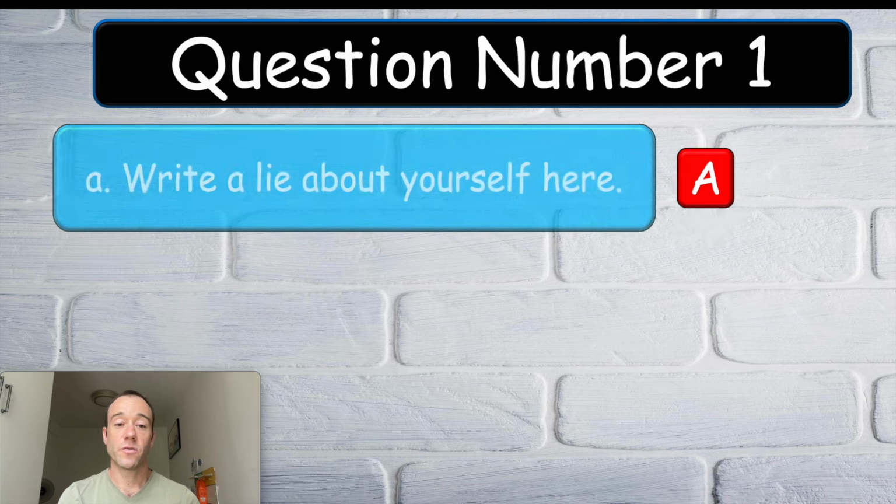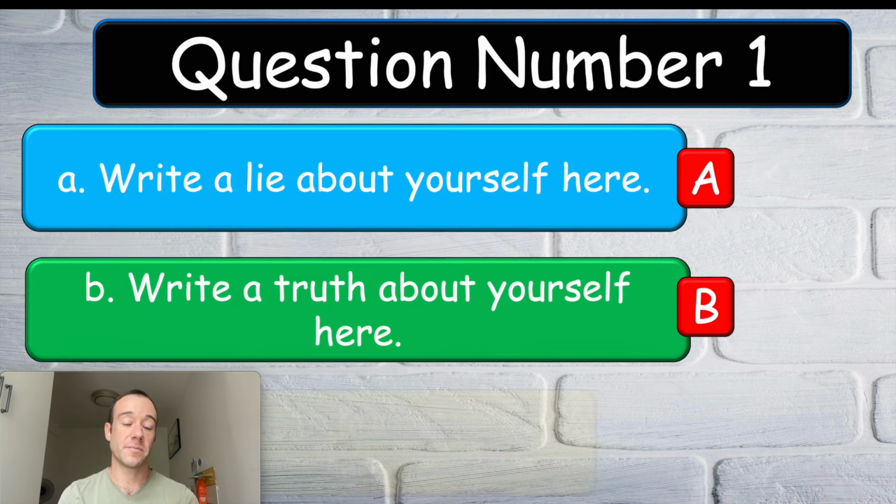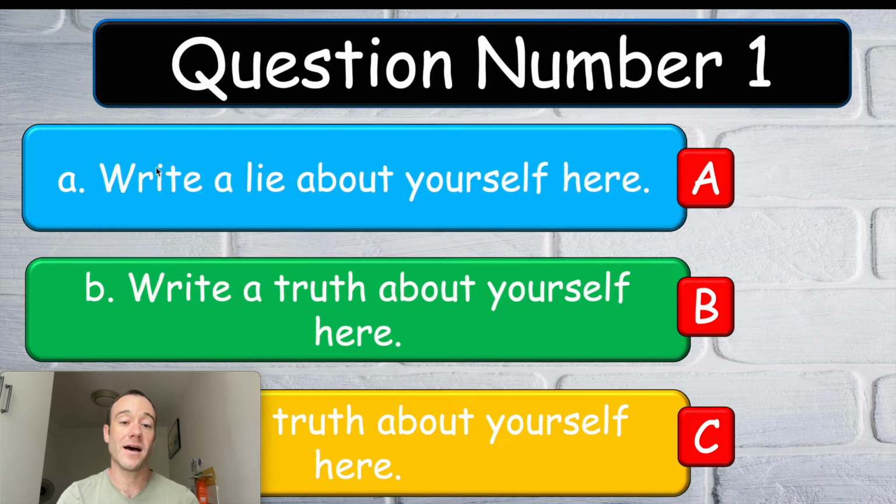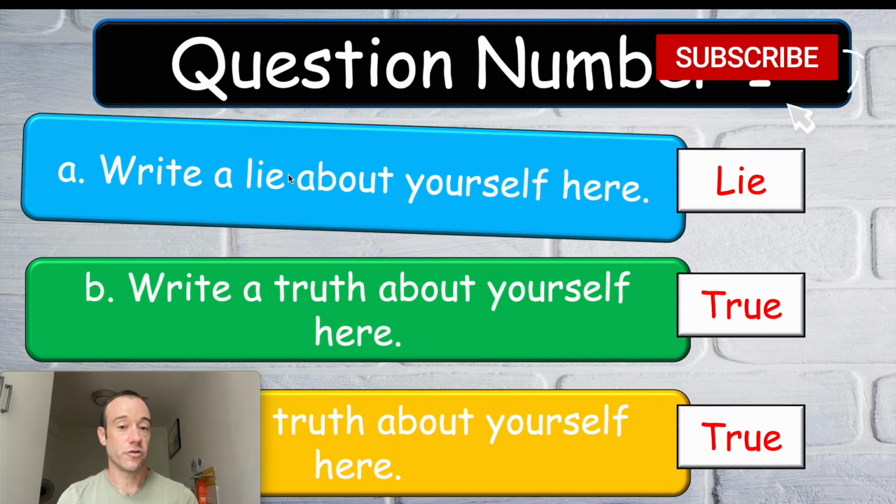So question 1, when you purchase this PowerPoint, this is what you'll use, right? So write a lie about yourself here, write a truth about yourself here, and write another truth about yourself here. So it's 2 truths and 1 lie. You can just write whatever you need to write in here. You can add some pictures if you want. And then it's already programmed in. So you need to write your lie here, okay?